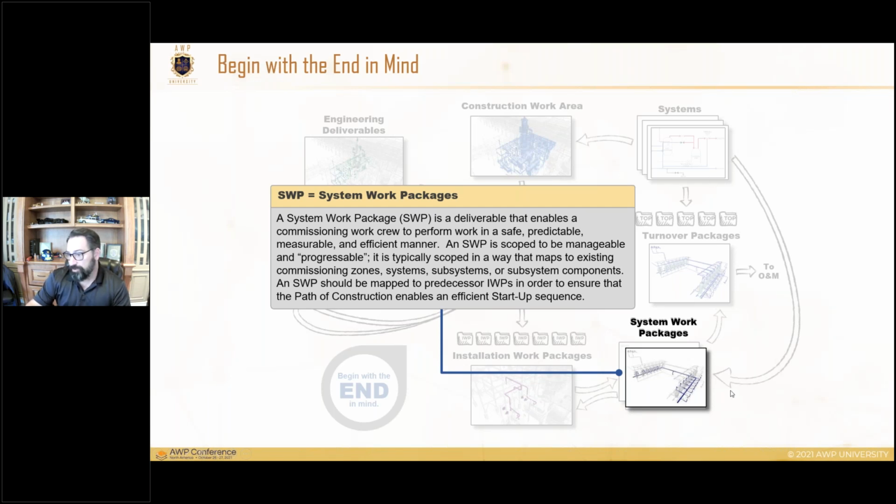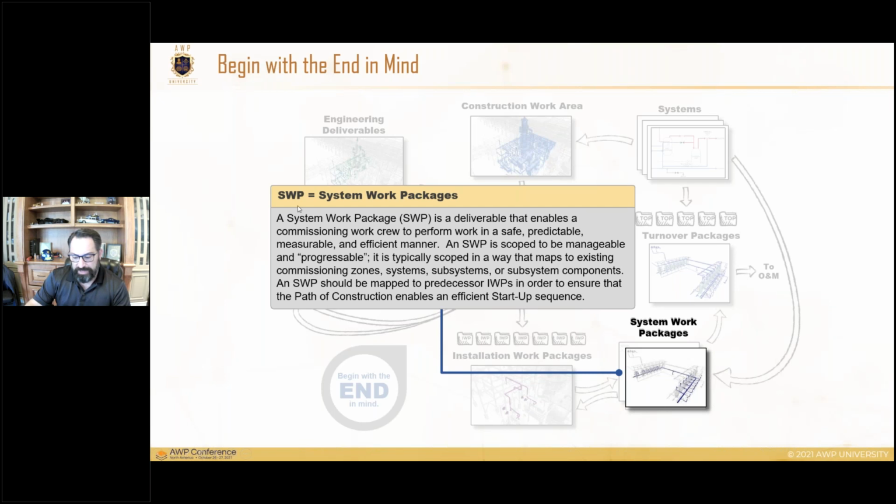And actually tomorrow I'm speaking as part of a panel group where we will be tackling systems turnover and talking further about the system work packages as well in that group tomorrow afternoon. So please tune in for that one also if you want to learn more about the system work package.